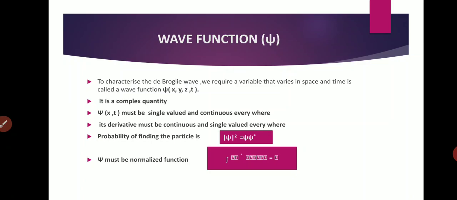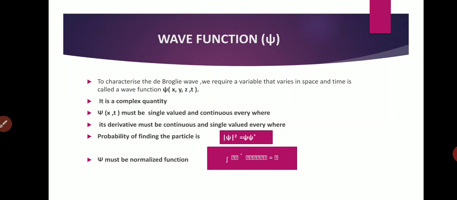The wave function psi of r, t itself has no physical meaning. It only represents the amplitude of the wave associated with the moving particle, whereas the square of its absolute magnitude, modulus of psi squared, is the probability of finding the particle in different regions of space. So, the probability of finding the particle is modulus of psi squared, which is psi star psi.